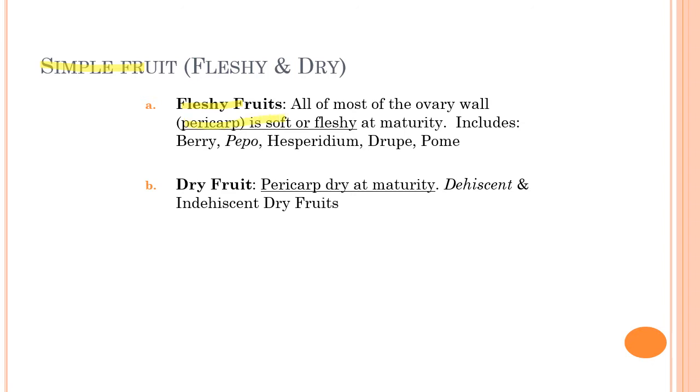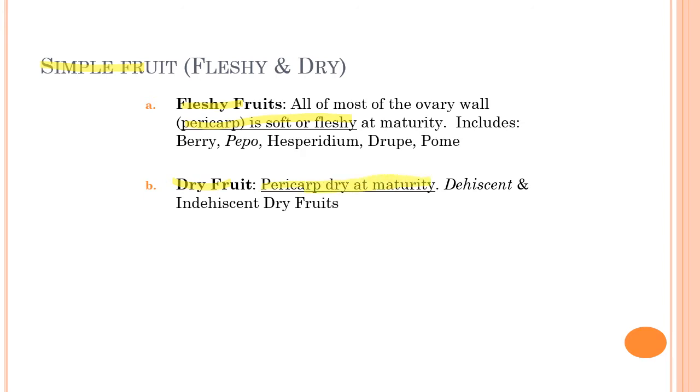The pericarp is soft or fleshy and includes berries, pepo, Hesperidium fruits, drupe fruits, and pome fruits. These are all fleshy fruits. And the dry fruits, all of these, the pericarp is completely dry at maturity.